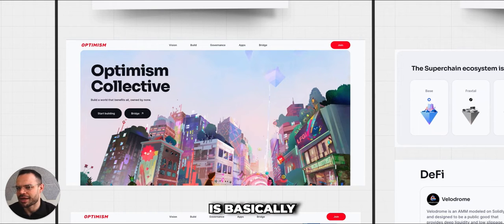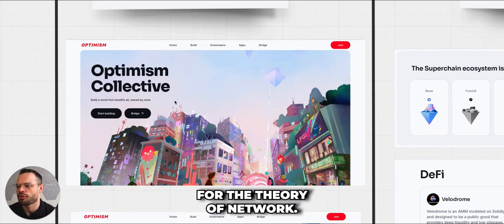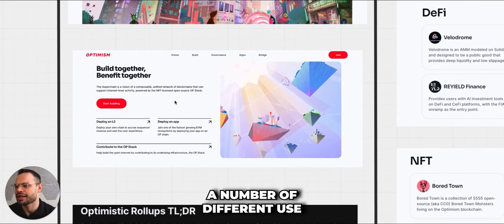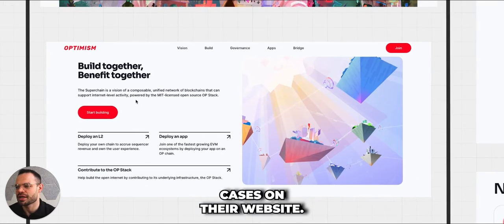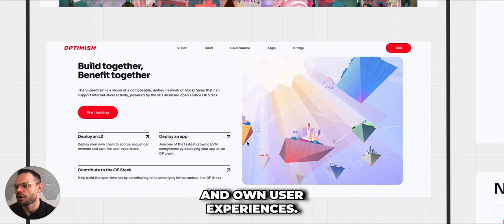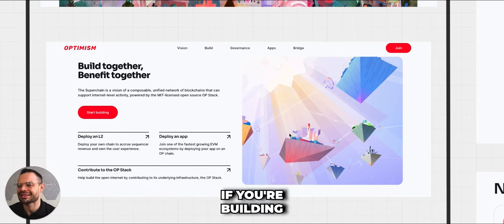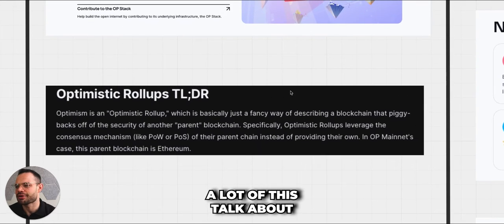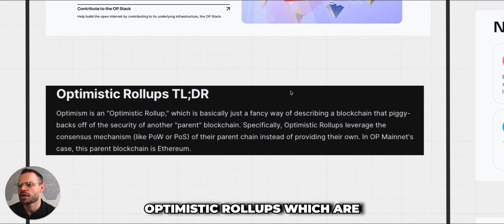But Optimism is basically aiming to fulfill a similar functionality, where they are a Layer 2 scaling solution for the Ethereum network. They highlight a number of different use cases on their website. They allow you to build and deploy decentralized applications on the Ethereum virtual machine. They allow you to deploy your own chain to accrue sequencer revenue and own user experiences if you're building out games, dApps, etc.